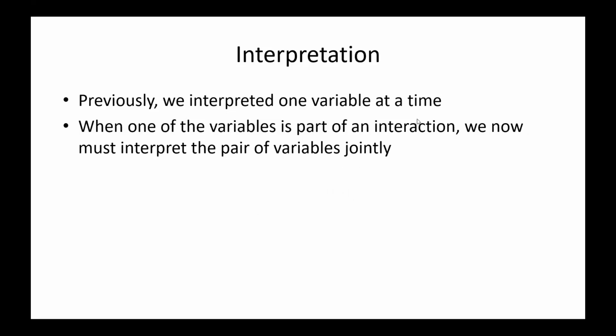There are a few general lessons we can draw from this case study. Previously, we interpreted one variable at a time. But when we have interactions or squared effects, then it is better to interpret all variables involved simultaneously, right? Because if you change one variable, not just the squared effect is going to change, the underlying main effect is also going to change.